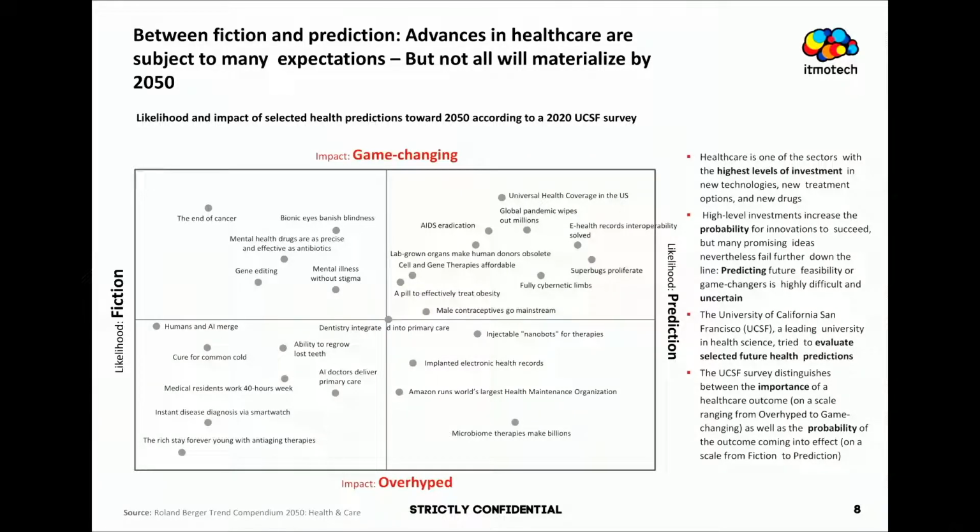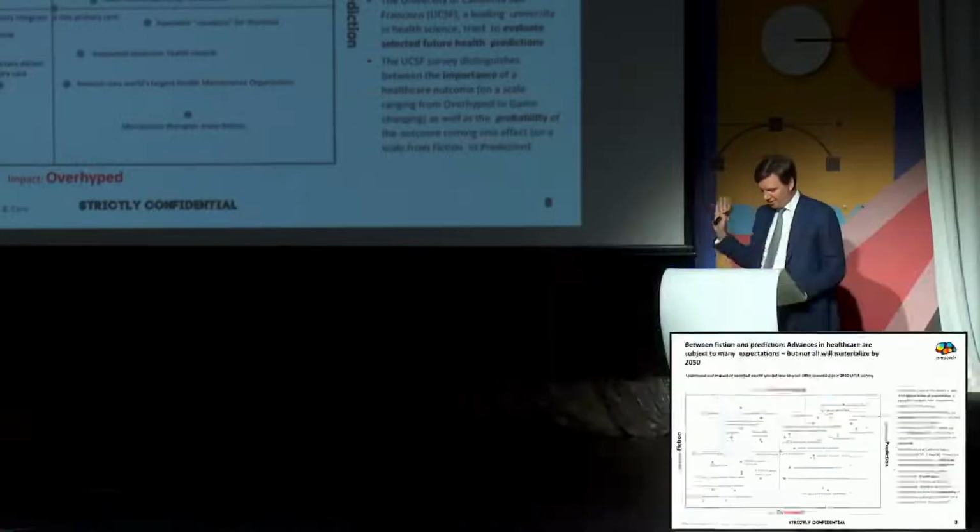You see here, on the upper side is game-changing impact. On the downside is overhyped technology. And on the right side is the likelihood that it will definitely happen at some point, and we have to predict when. But on the left side, this is just fiction. And this is really funny here. I don't think that you may be able to see that. I will actually give everybody the presentation, so that's not a problem.